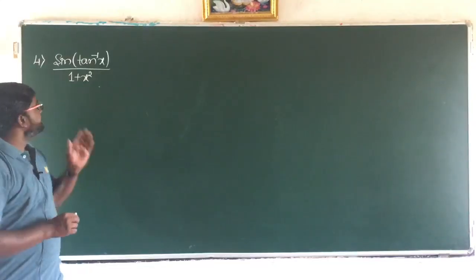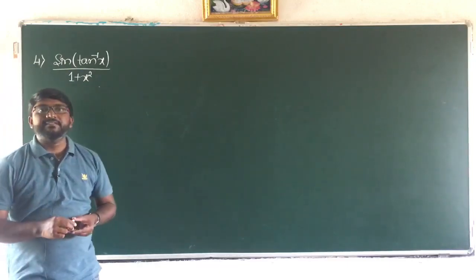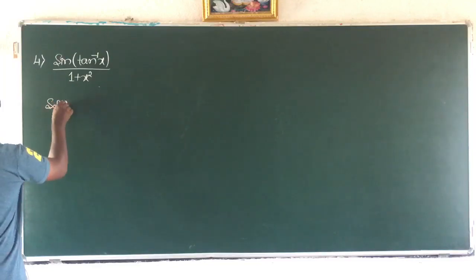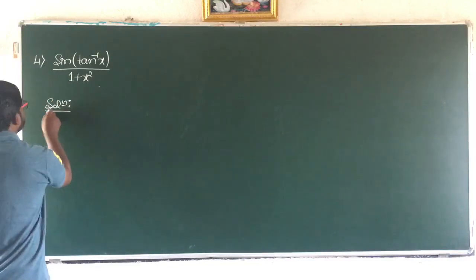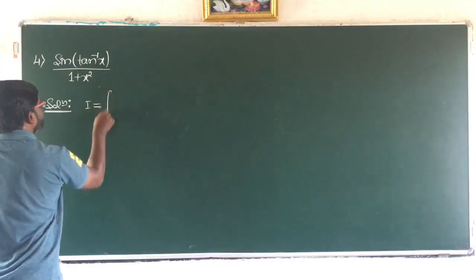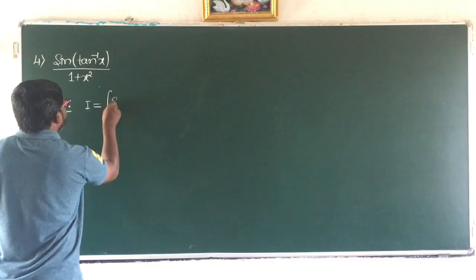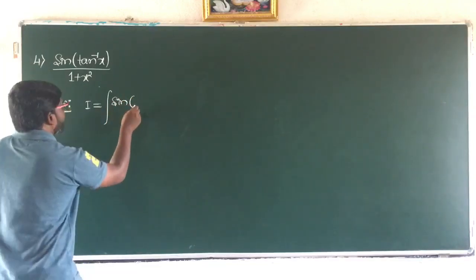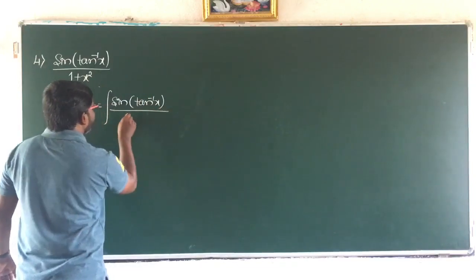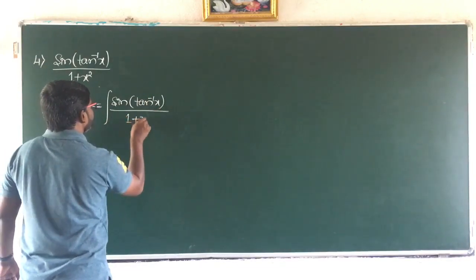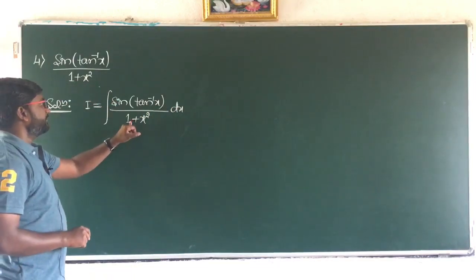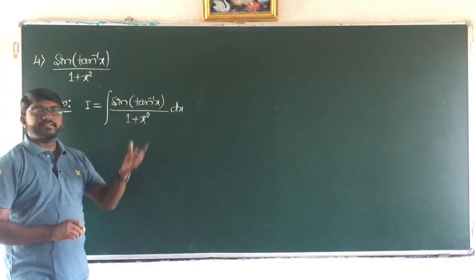So the next example problem, it is sine of tan inverse x divided by 1 plus x square. So I consider this as I. So the given integral, it is I, which is equal to the integral of sine of tan inverse x divided by 1 plus x square dx. So now we have to take tan inverse x as t.